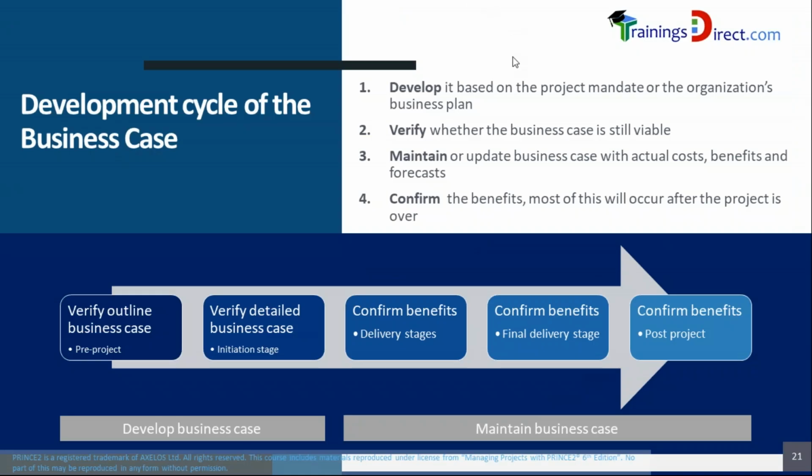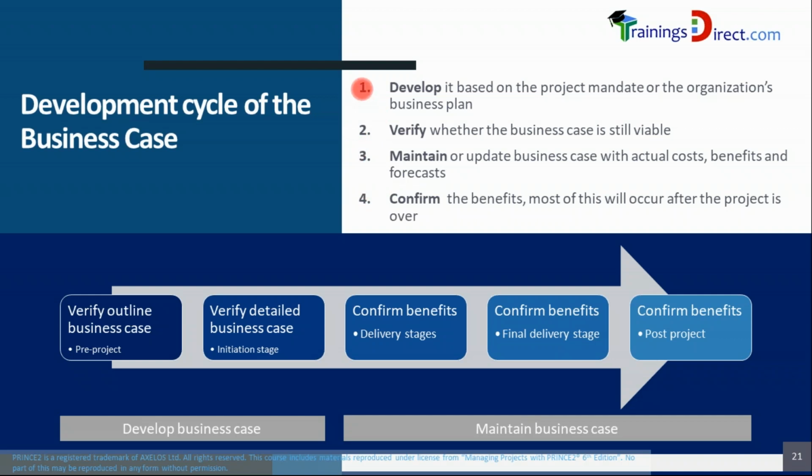The business case theme, as you know, is about having a viable business case throughout the life cycle of a project. We're going to understand here when and how a business case is developed. A business case has 4 steps in its life cycle: develop, verify, maintain, and confirm.